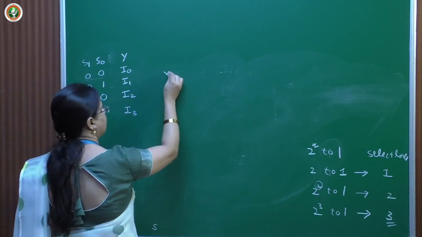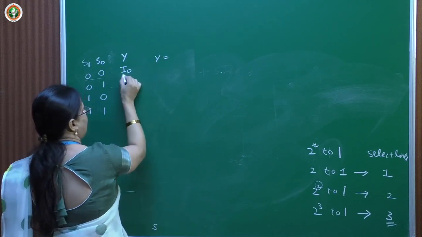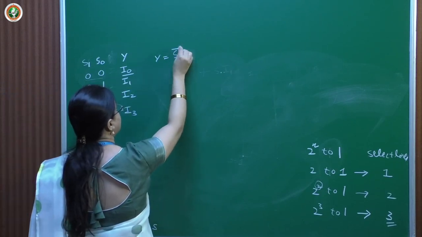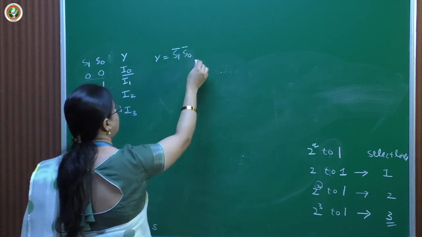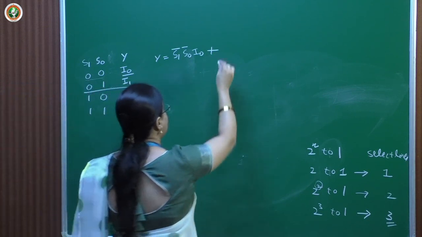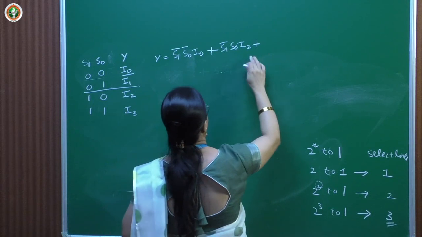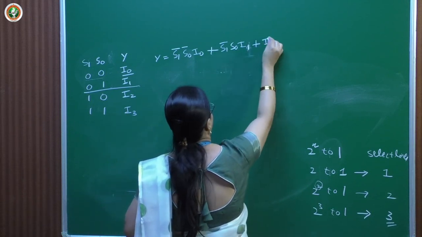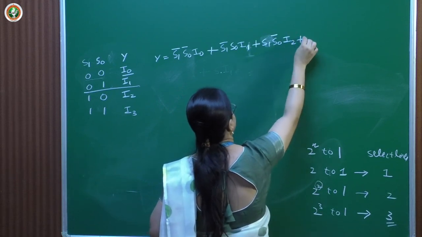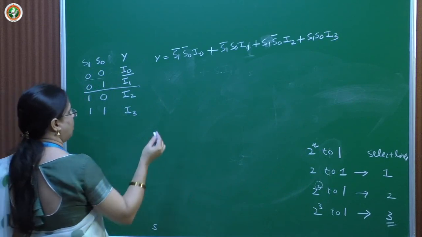So now let us try to write the Boolean expression for this. What is the Boolean expression for this? Y is equal to, when I0 is selected, S1, S0 values are 0. So that means they should appear in their complemented form. S1 dash S0 dash into I0 plus. Now, when I1 is selected, S1 dash S0 I1 plus. Then, when I2 is selected, S1 S0 dash I2 plus S1 S0 I3.